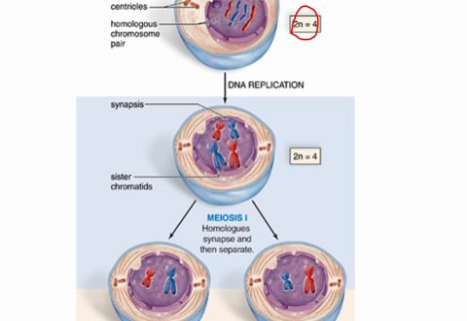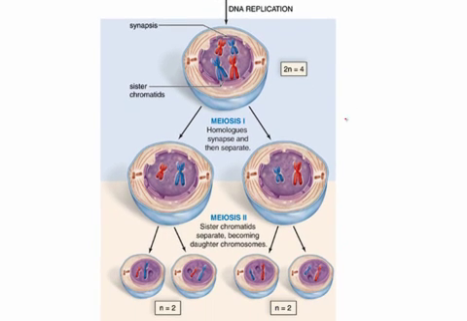Now in meiosis, we're going to go through 2 divisions. So we have a single replication, and then that is followed by 2 divisions. The first one is called meiosis 1. The second one is called meiosis 2. And so the end products are 4 haploid cells.